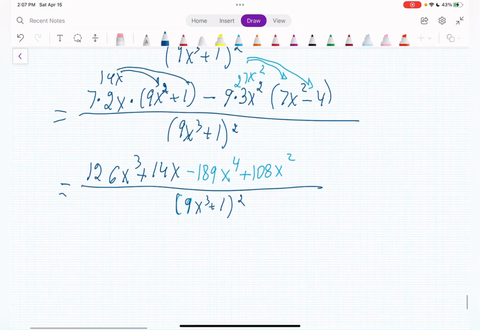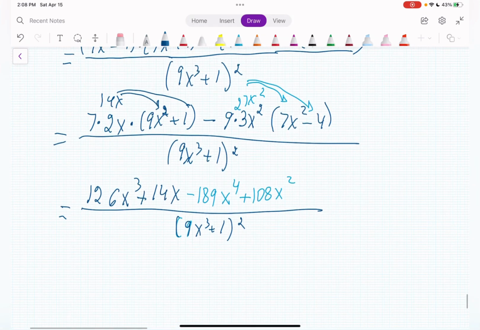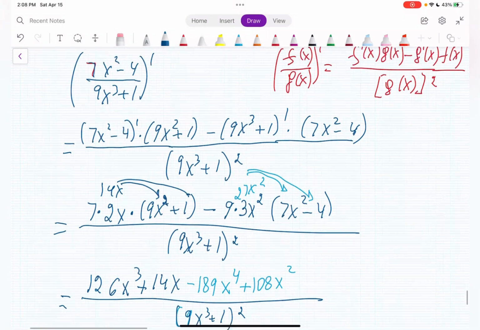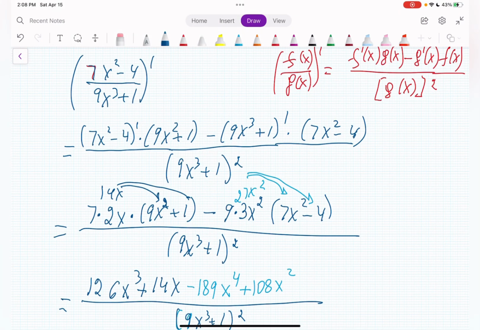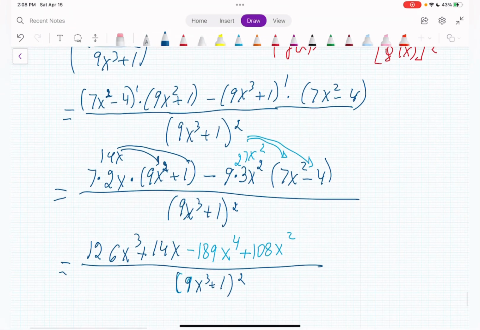Okay, let's see where we have like terms. We don't have any like terms. Well, we should have... wait, this is 7x squared. I don't like something here. Let's double check.